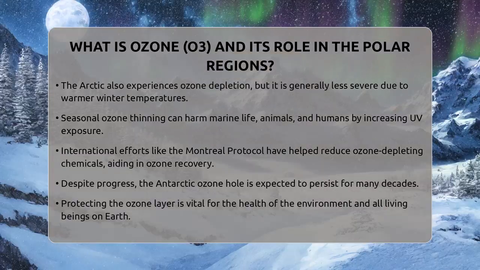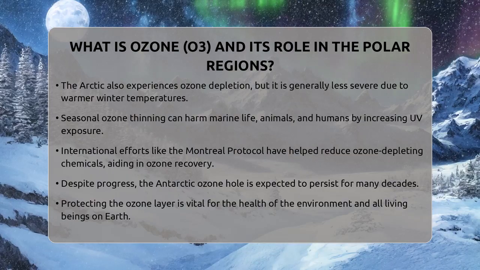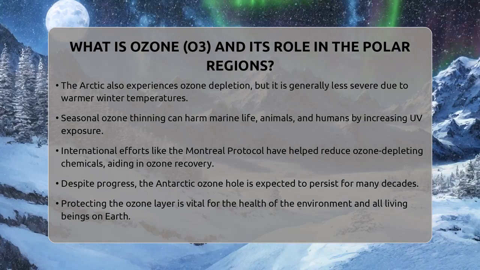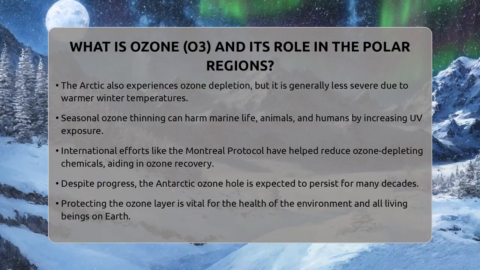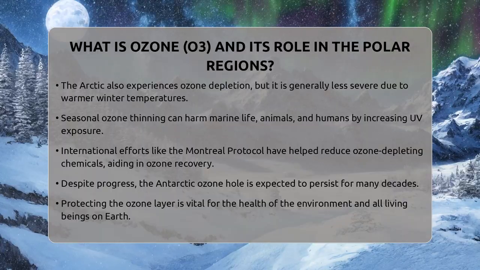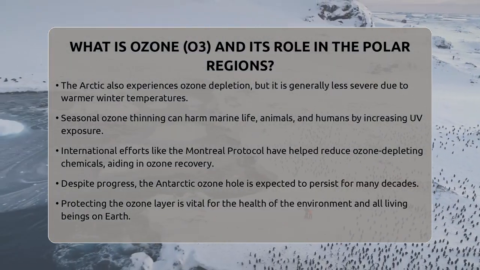So, in the polar regions, ozone acts as a shield against harmful UV rays, but extreme cold and chemical reactions can cause it to thin out seasonally. Understanding these processes helps us see why protecting the ozone layer remains so important for the health of our planet.